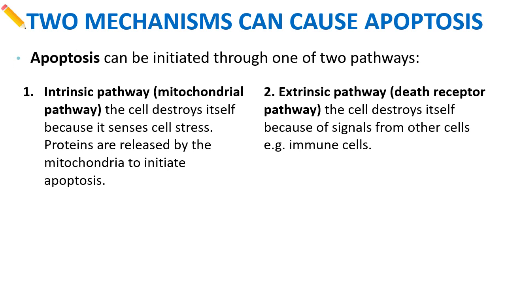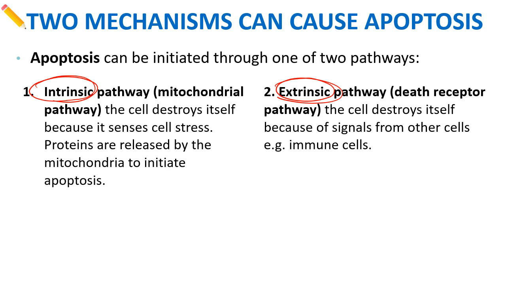There's two main ways and two mechanisms that cause apoptosis. So the signaling can come from inside the cell, which is called the intrinsic pathway, or the signal to die can come from outside the cell, which is called the extrinsic pathway.